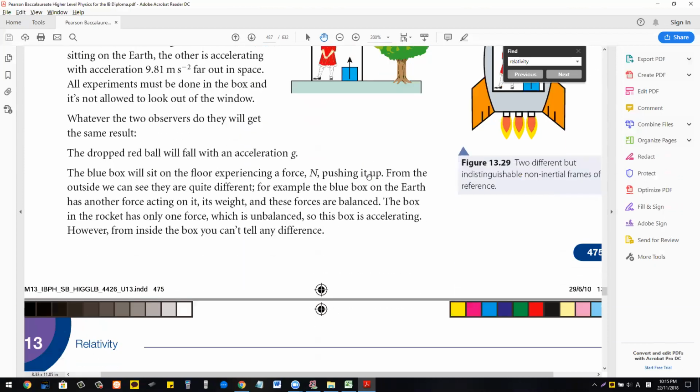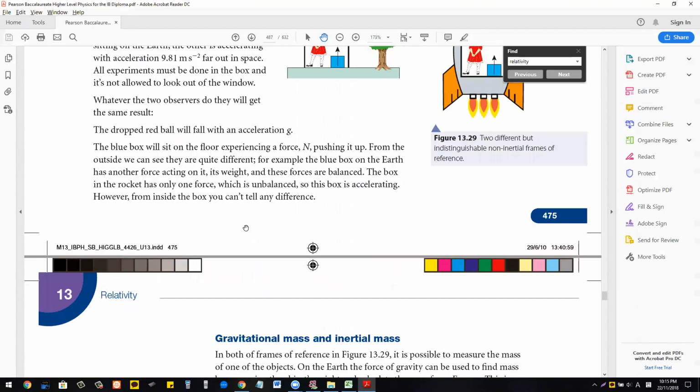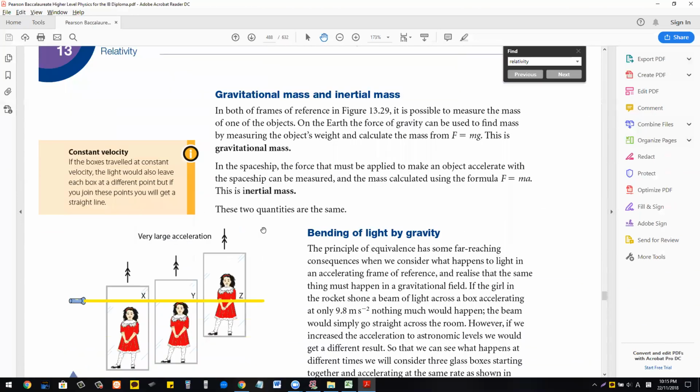Okay. So it's very, very confusing. So there's the principle of equivalence. I think that's what you need to know.